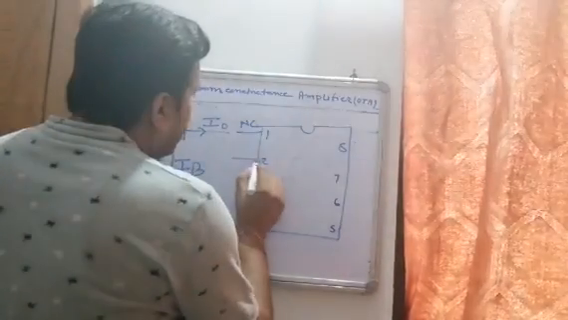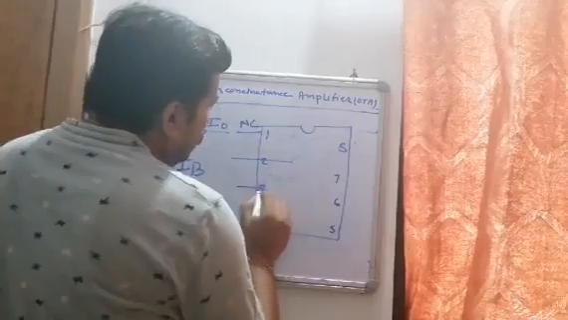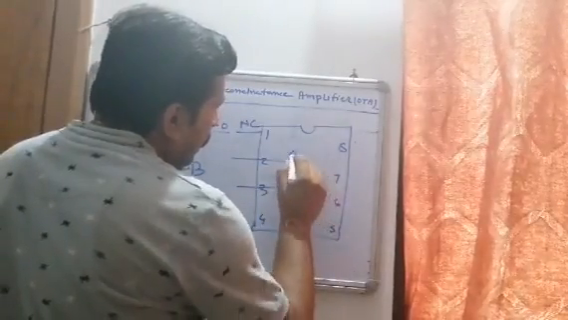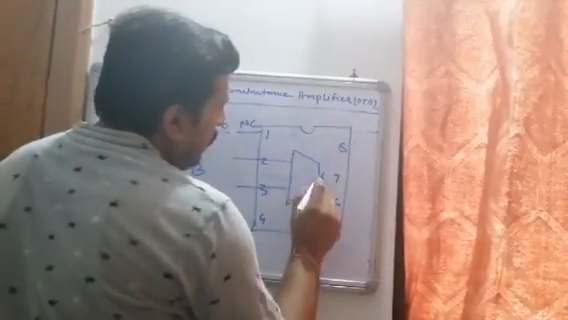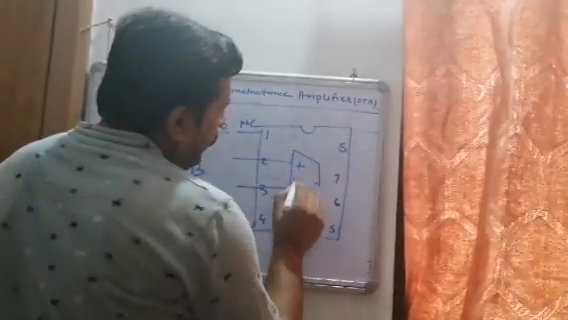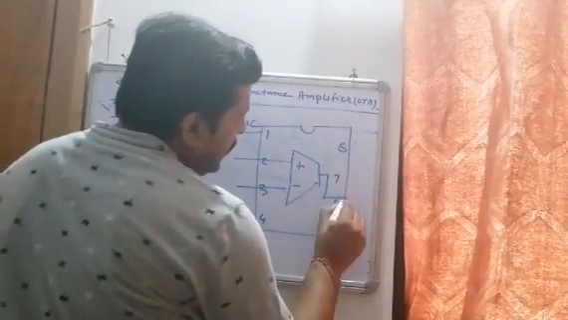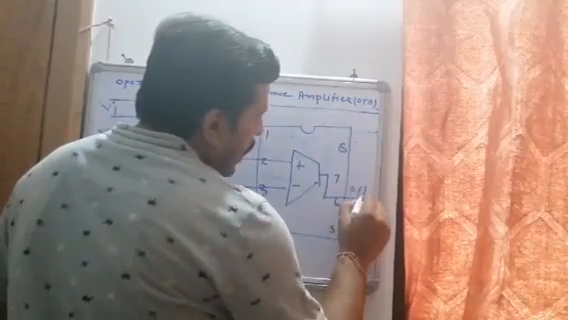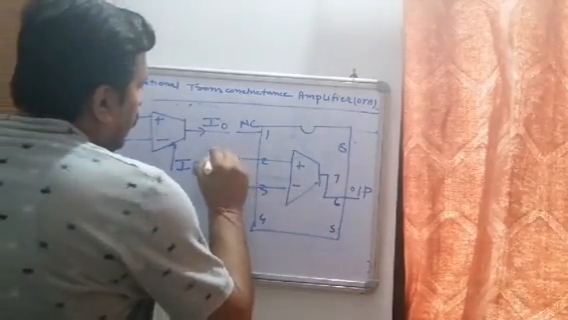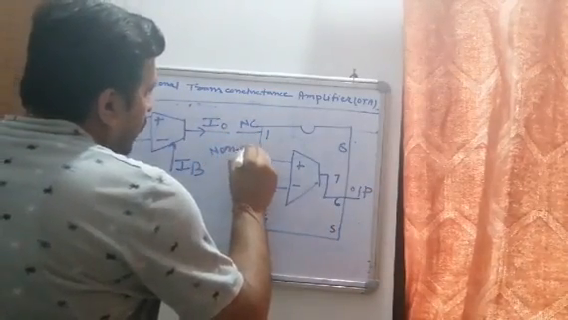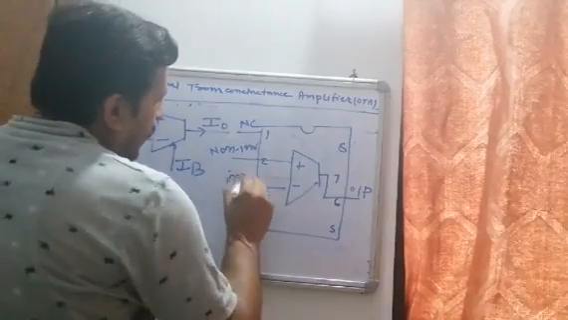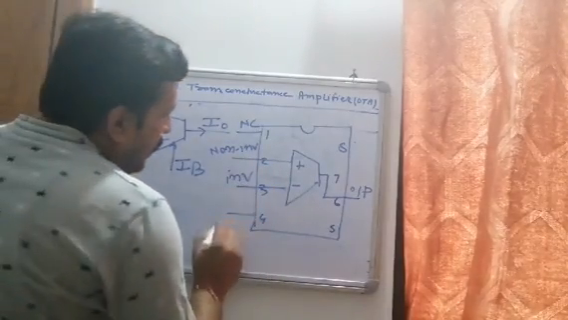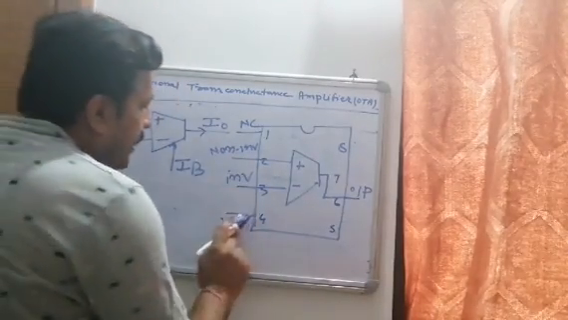And pin 6 is used as the output pin. And at pin 4 we have applied minus VEE.